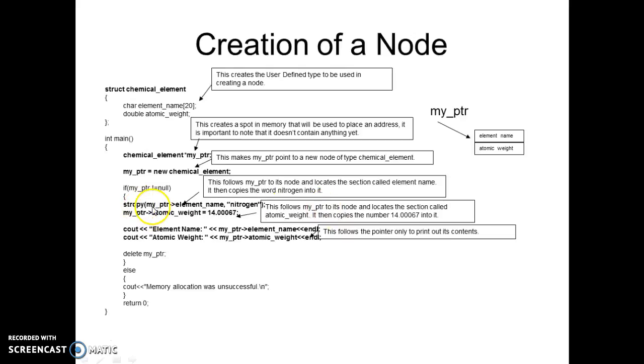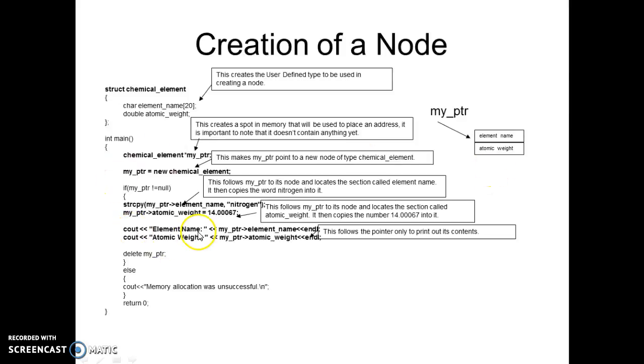Okay, so what happens is all I've created is one node. My pointer, this one node. You'll notice this node doesn't have any links. It doesn't have anything that connects to it. It is totally all by itself. So my pointer points to element name and atomic weight. Then what will happen is I'll fill it. So I'm putting in nitrogen, 14 point, all of this, into this element.